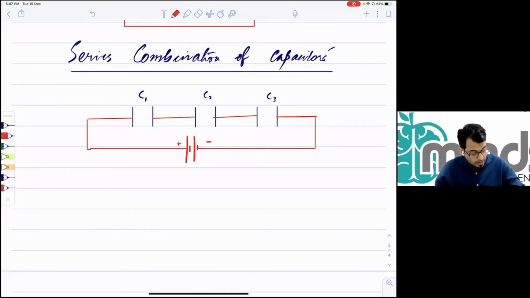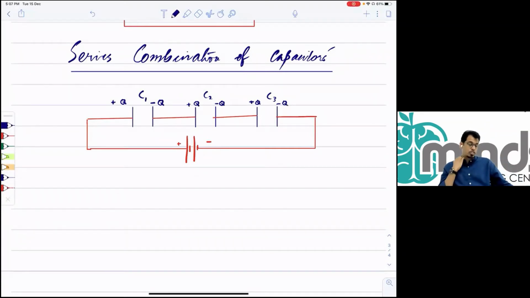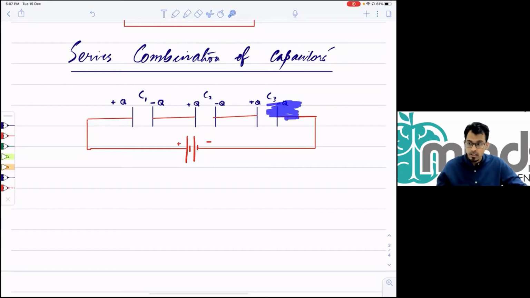Now, what will actually happen? This positive plate will give plus Q charge to this plate. As a result, minus Q is induced on the other plate, then plus Q, minus Q, plus Q, minus Q. By the way, it will be very easy if you start looking from the rightmost plate. The negative terminal of the battery will give negative charge to the second plate of C3. I'm talking about this plate.